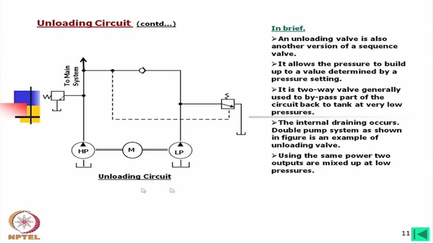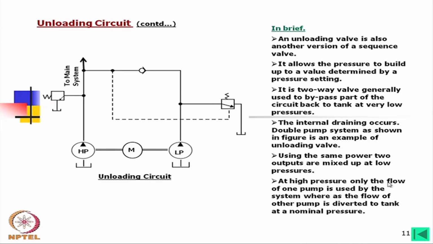This is one example. Using the same power, two outputs are mixed at low pressures, and at high pressure only the flow of one pump is used by the system, whereas the flow of the other pump is diverted to the tank at a nominal pressure.